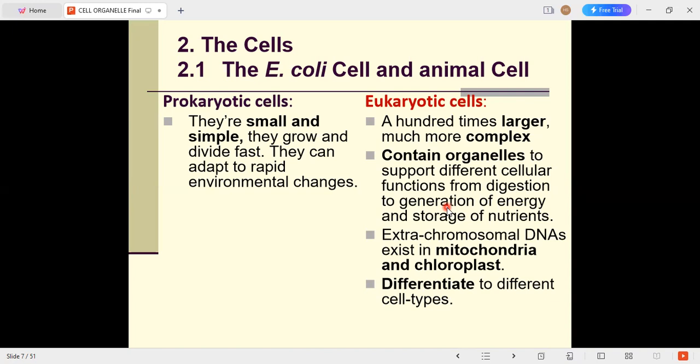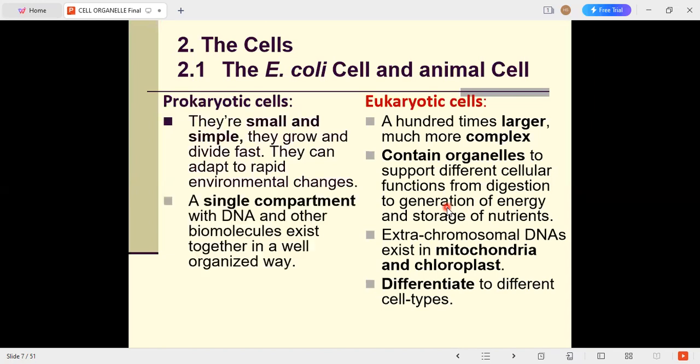A eukaryotic cell contains extra chromosomal DNA as well, which exists in mitochondria and chloroplast in the case of the plant cell. And they are differentiated into different cell types. These cell types could be neurons, muscle fibers, and so on, which are specialized for specific functions. However, prokaryotic cells are small and simple.